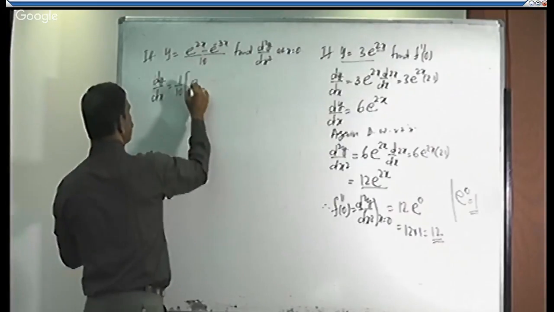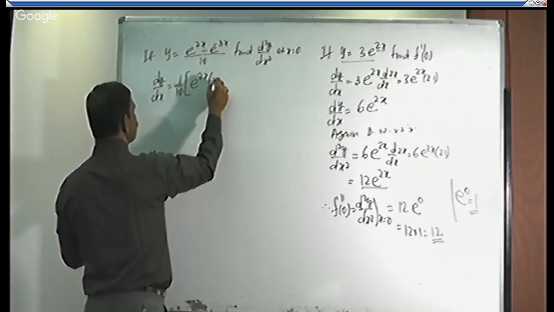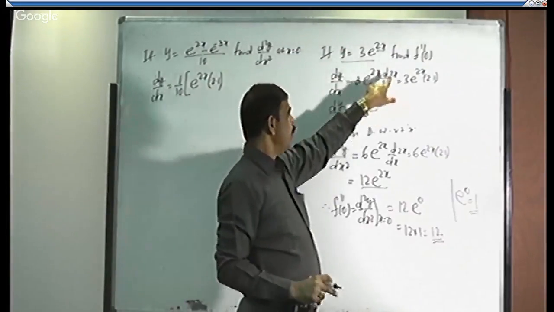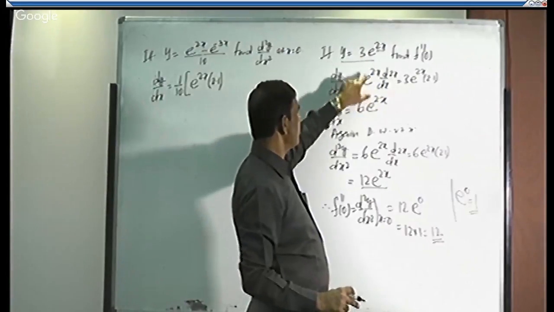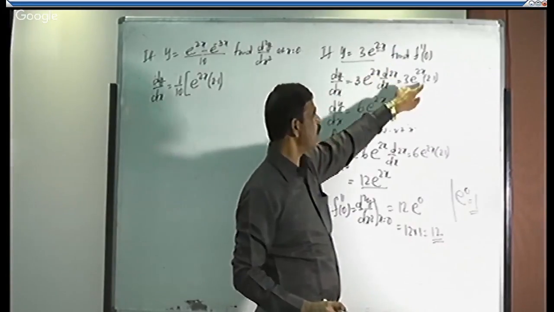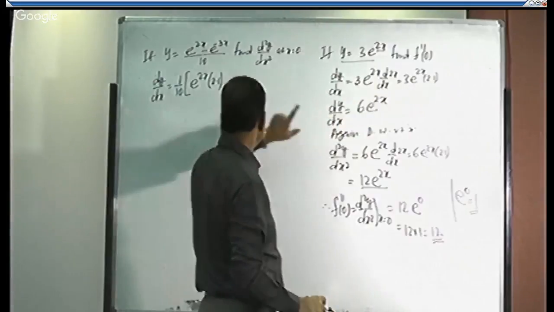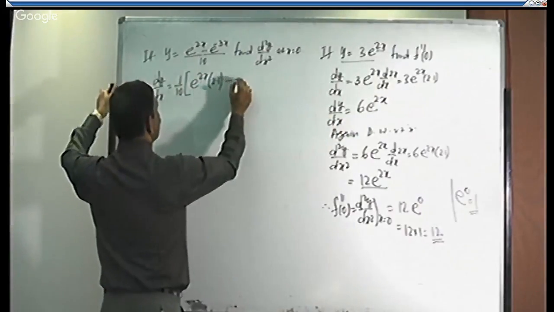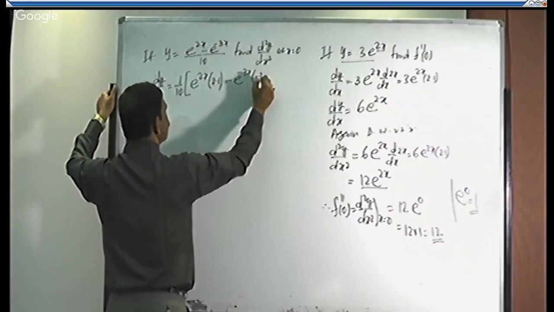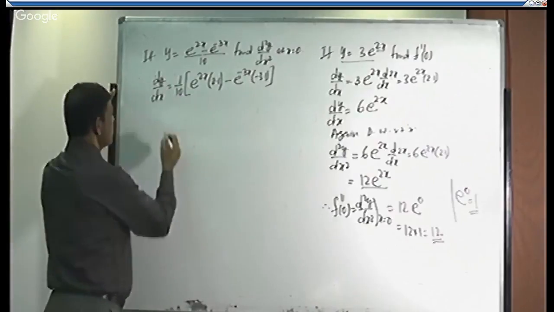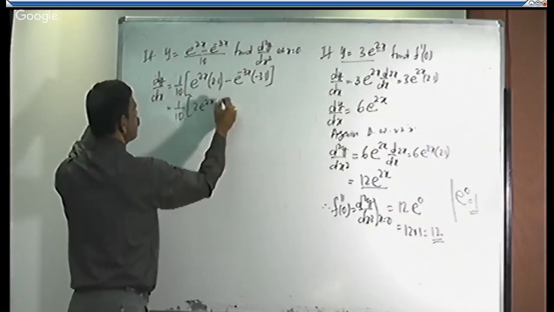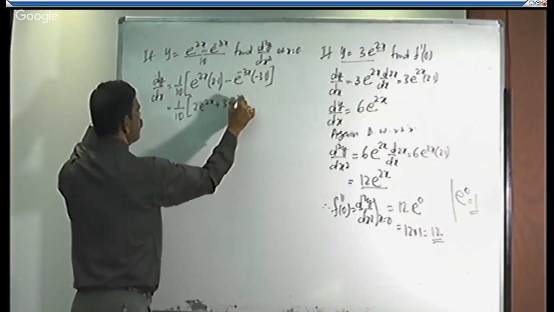Differentiation of e power x is e power x into differentiation of 2x. Differentiation of 2x is 2 into 1. I am writing this step directly. Minus e power function into differentiation of function. What is the function? Minus 3x, so minus 3 into 1. So it becomes 1 by 10 into 2 e to the power of 2x minus into minus, plus 3 into e to the power of minus 3x.